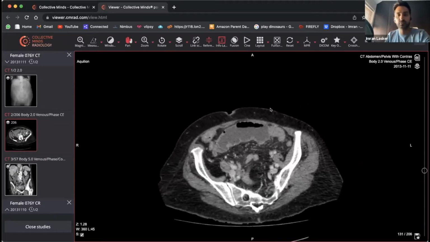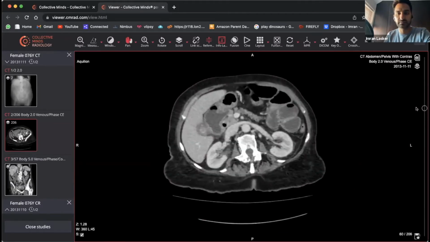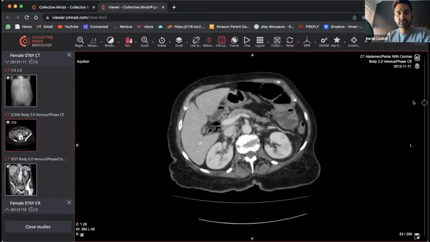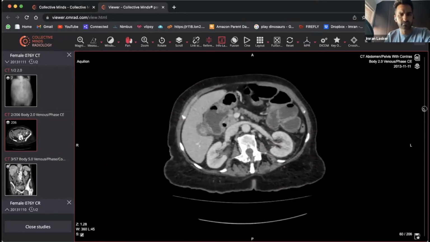There's some dilated small bowel just over here as well. You can see that there's multiple loops of dilated small bowel. But then as you scroll up as well, you notice that the gallbladder doesn't look quite right, does it? It looks a bit off.